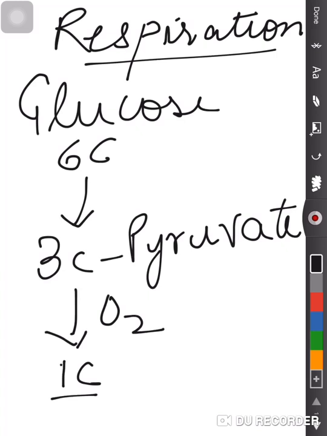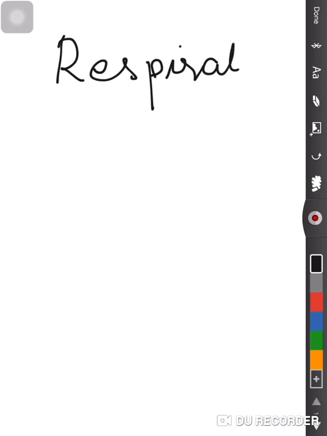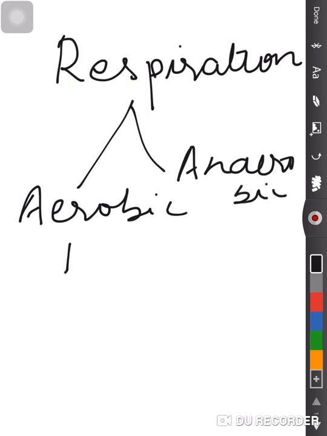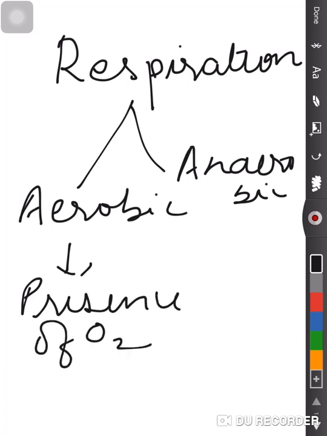So according to this, basically the respiration is of 2 types. One is aerobic and another is anaerobic. Aerobic respiration is in presence of oxygen. Anaerobic is in absence of oxygen.